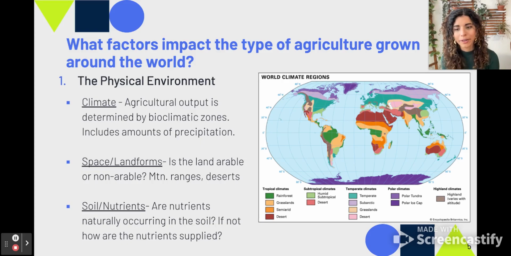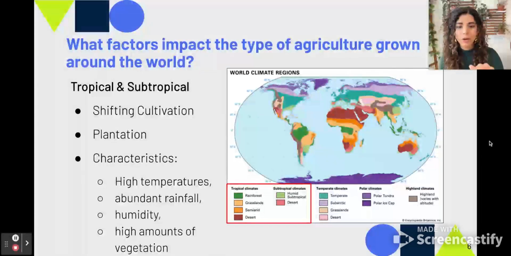If we think also about space and landforms, is the land arable? Is it non-arable? What type of landforms do we see? Deserts, mountain ranges, or maybe some flat plains? And finally, soil and nutrients. What kind of nutrients does the soil have naturally? And if that's not the case, then how do those nutrients get supplied into that soil? So let's kind of break it down by the different climate zones.